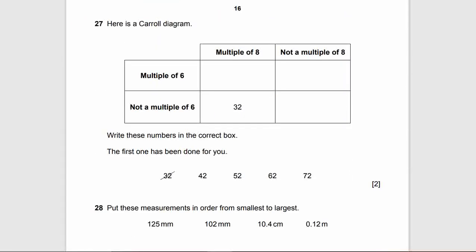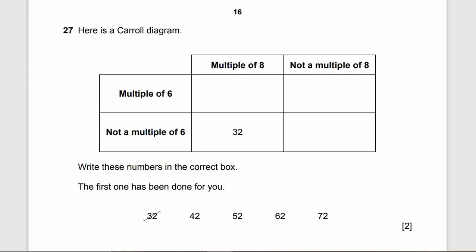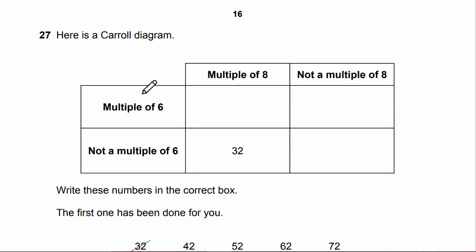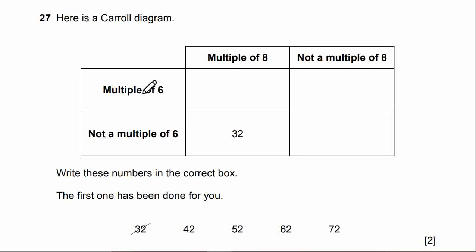Let's see number 27. Here's a Carroll diagram. Write this number in the correct box. The first one has been done for you. Multiple of 6 and multiple of 8. So in here should be multiples of both 6 and 8. So we'll have 72. 72 can be divided by 6 and 8.